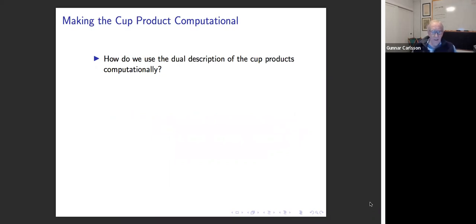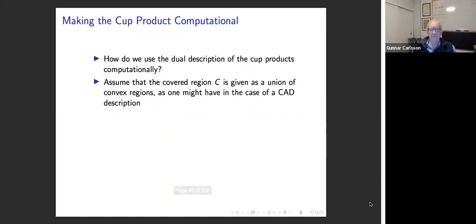Okay, so now there's a question: how do we use this dual description of cup products computationally? I mean, after all, this is an abstraction, a duality abstraction. So we're going to try to understand how to do this computationally. And so how might I do this?